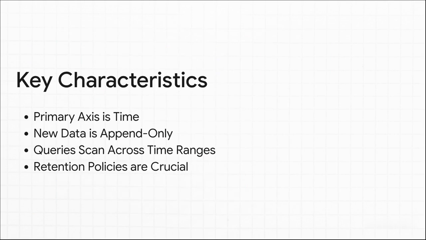And that leads to these key characteristics, the very things that make a time series database different from a standard one. First, time is the primary axis. Everything revolves around the timestamp. Second, new data is almost always just added to the end. It's append-only. You're not going back and changing old records. Third, and this is a big one, your queries are usually scanning across big ranges of time. You're not asking for a single record. You're asking, what was the average for the last month? Try asking a regular SQL database to do that efficiently. You're going to have a bad time. For a time series database, that's what it was born to do. And that makes retention policies, how long you keep the data, super important for managing your costs and performance.